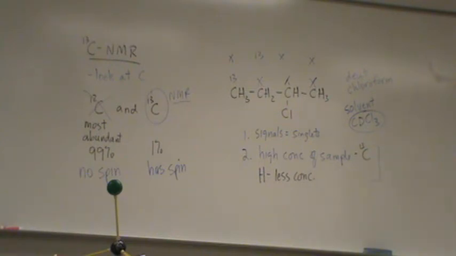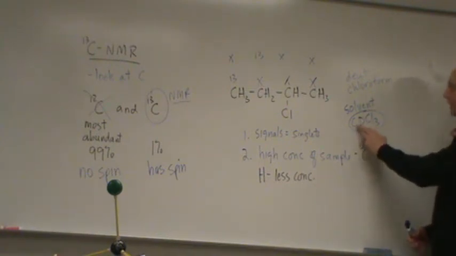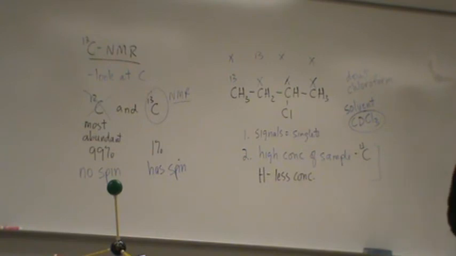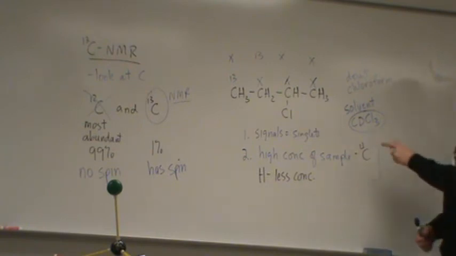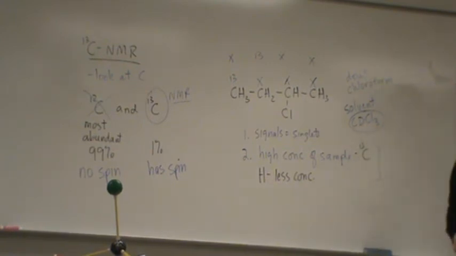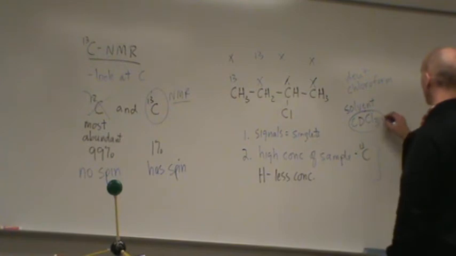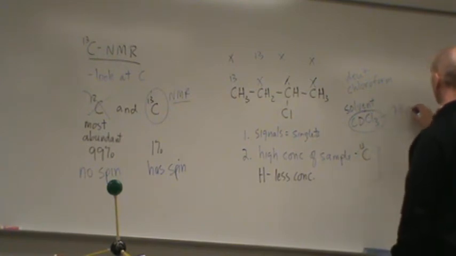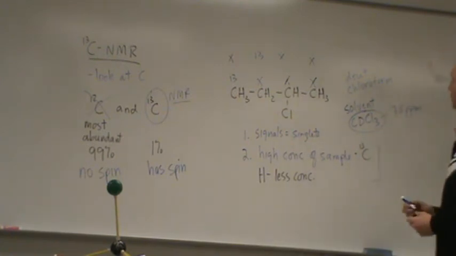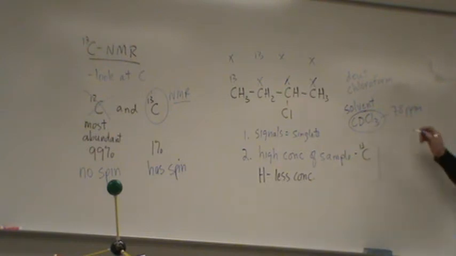And for C13, there's only one carbon there, and that carbon atom you will see in C13. That will usually show up at 78 parts per million for C13.